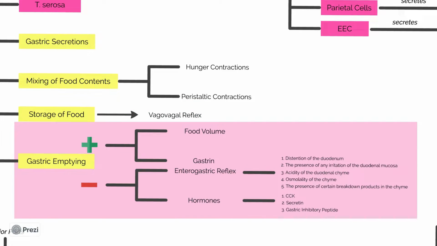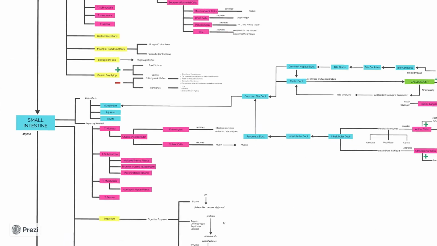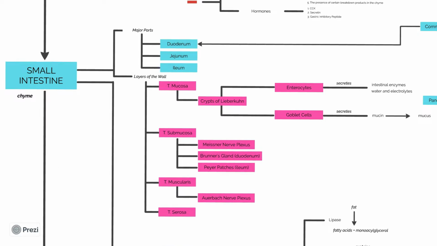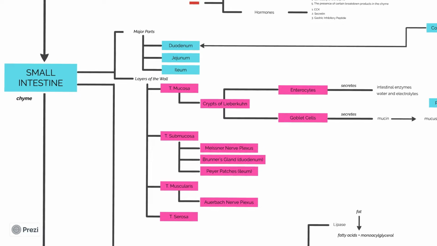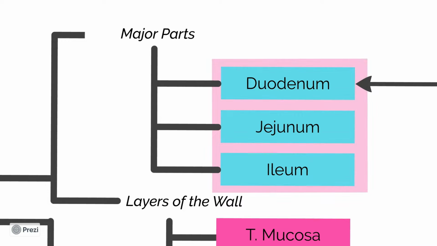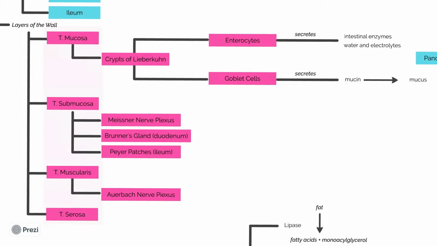The pylorus also has a strong smooth muscle sphincter called the pyloric sphincter that usually opens after 1 hour of taking a meal. Until then, the food has been converted into a semi-liquid form known as chyme, which is slowly released forward. The chyme passes into the small intestine, which is a 5-meter-long tube divided into 3 major parts: the duodenum, jejunum, and ileum. The walls of the small intestine consist of 4 layers: the tunica mucosa, tunica submucosa, tunica muscularis, and tunica serosa.